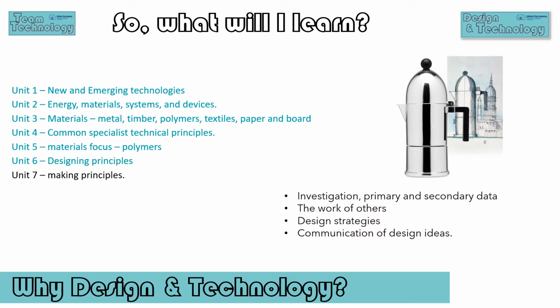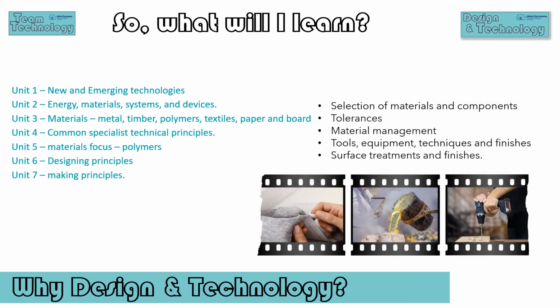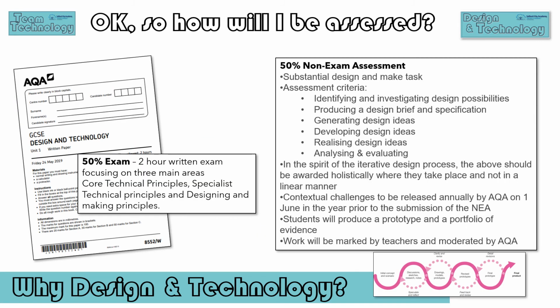Then units 6 and 7 are all about designing and making. It's an essential part of design and technology, so you will learn to think and act like a designer. You will learn about the work of others and how products are made in a workshop and in industry. All these skills will be encompassed into your assessments.